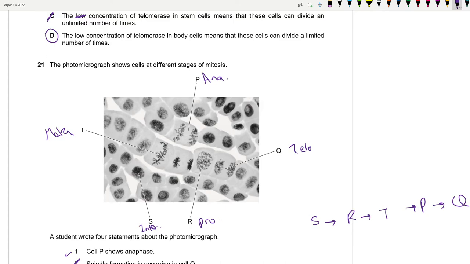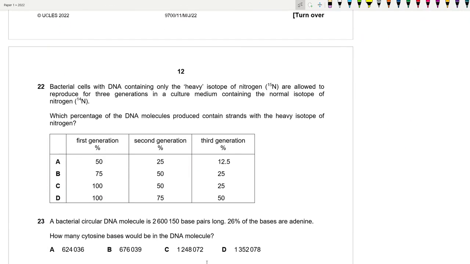The amount of DNA in cell R is the same as in cell T. True, true. They both have double, right? See, they have double the DNA. If it was S, maybe it would have been wrong, because mitosis has already taken place.